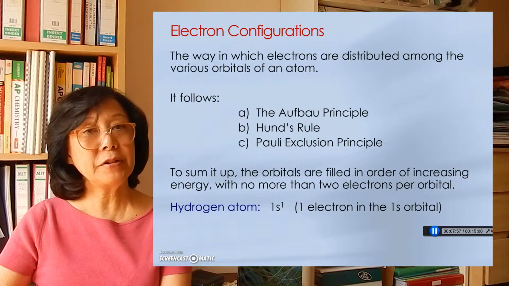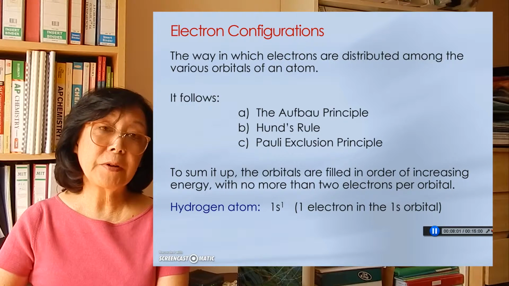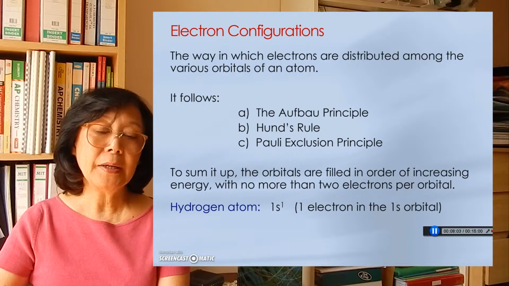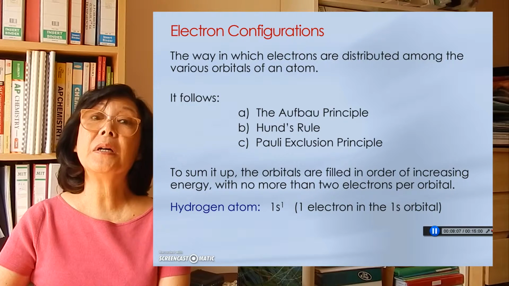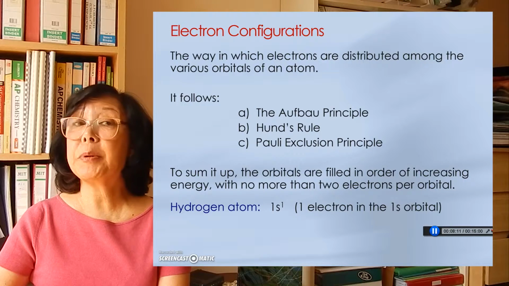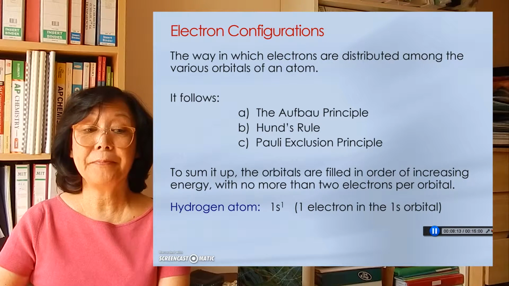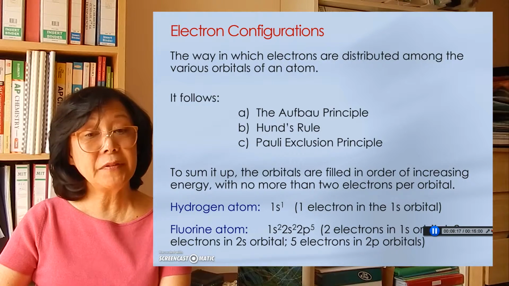Now, if you look at the hydrogen atom, which has 1 electron, the electron configuration is 1s1. The 1 represents energy level 1, s means the shape of the orbital, and the superscript of 1 means there's 1 electron there. If you look at the fluorine atom, it has a total of 7 electrons.